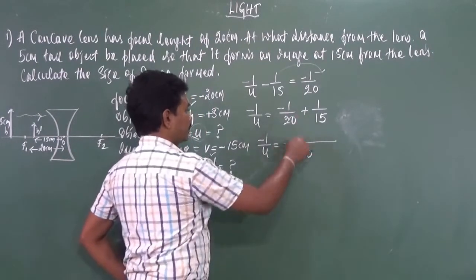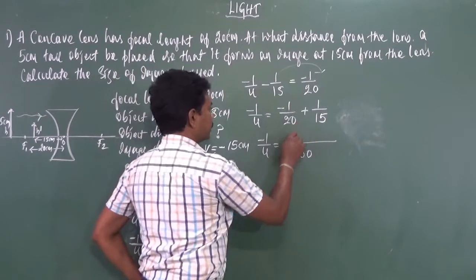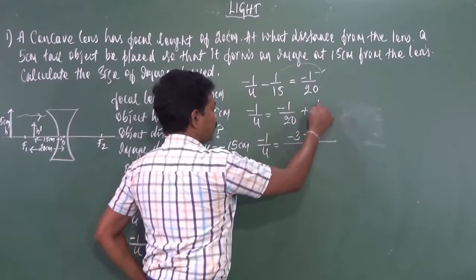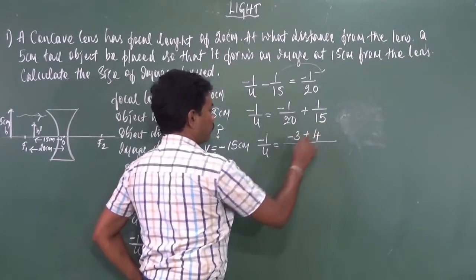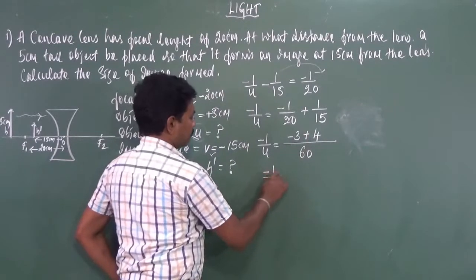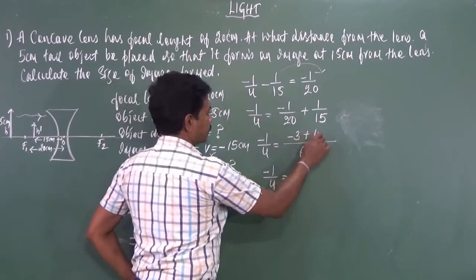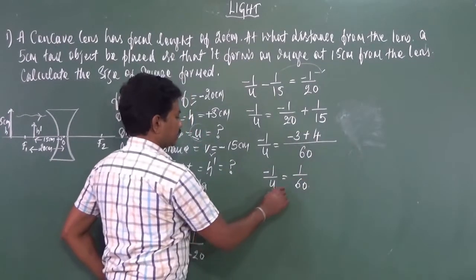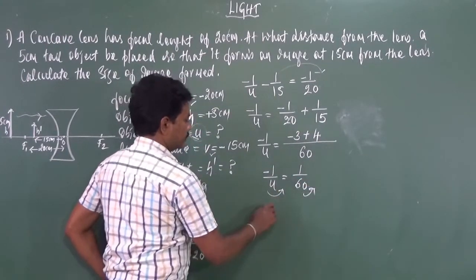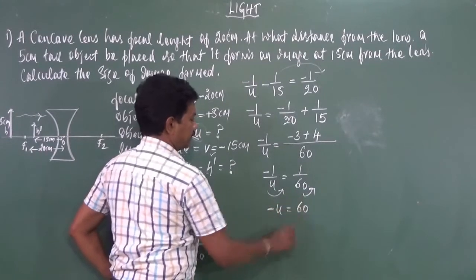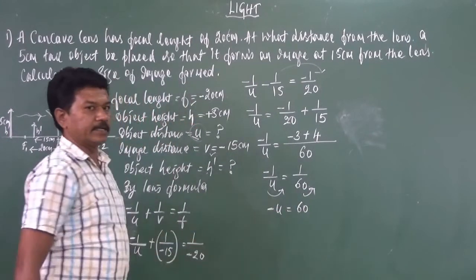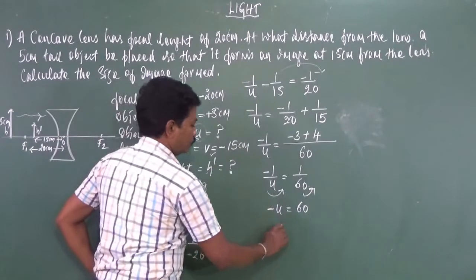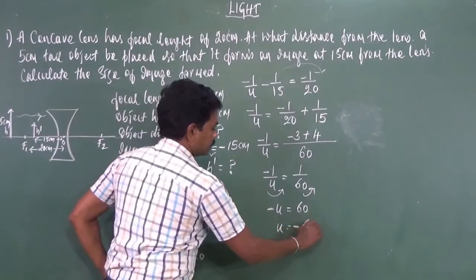So 21 times 23 times 3 into minus 1 is minus 3 plus 1 by 15 into 60 is 4. So minus 1 by u is equal to minus 3 plus 4 is 1 by 60. So when you take the reciprocals for both sides, you get minus u is equal to 60. When you multiply both sides by negative sign, you are going to get u is equal to minus 60 centimeters.